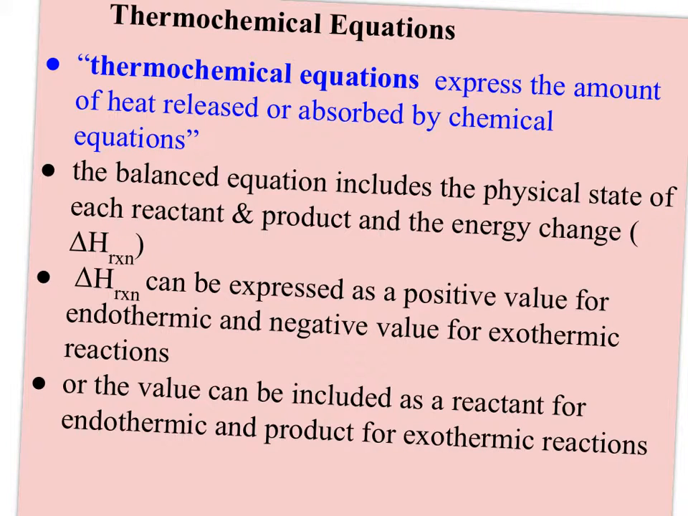So it's very similar to a balanced chemical equation, except you have to be sure to include the physical state of each reactant and product, as well as the energy change, which is abbreviated as delta H, and then the subscript can be reaction or can be more specific to the type of reaction. And delta H, or the enthalpy change, can be a positive value if it's endothermic or a negative value if it's exothermic. Or the value can be included as a reactant when it's endothermic, or a product when it's exothermic.